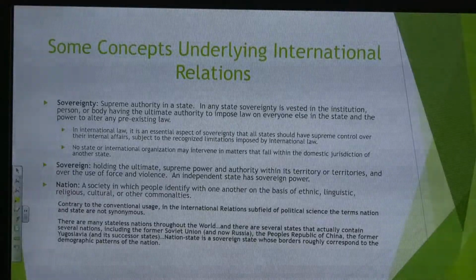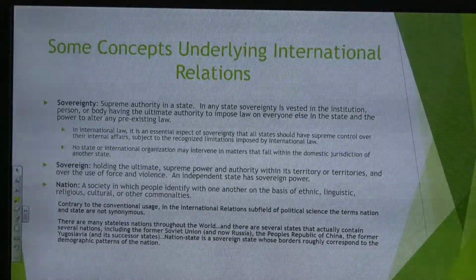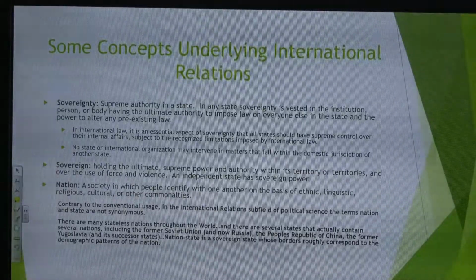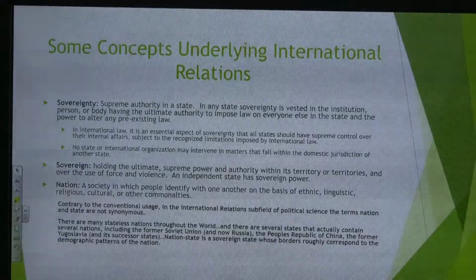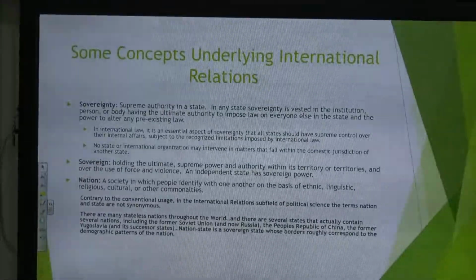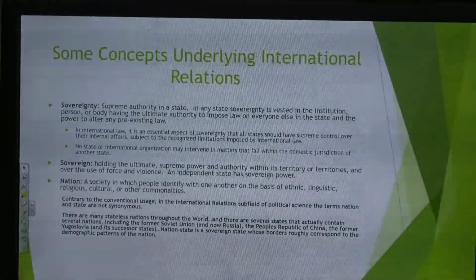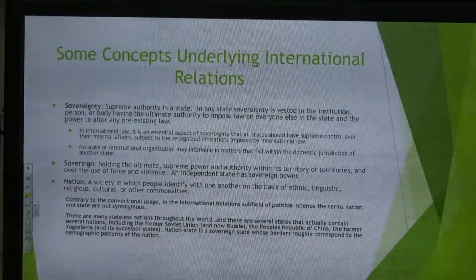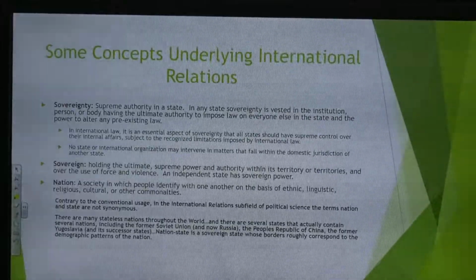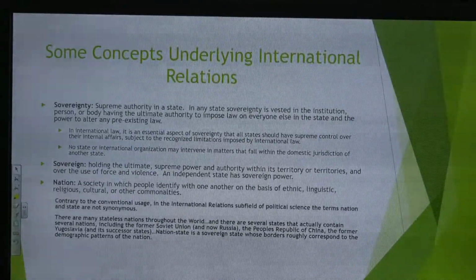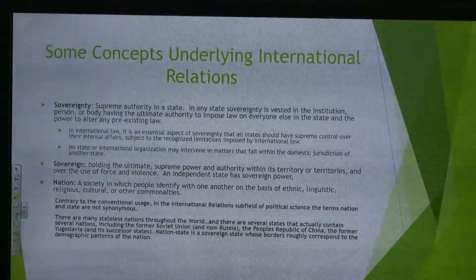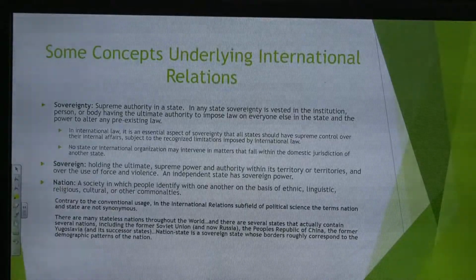There are many stateless nations throughout the world, and there are several states that actually contain several nations, like I was saying, including the former Soviet Union, now Russia, the Republic of China, the former Yugoslavia and its successor states. And we talked about how in Yugoslavia there is an ethnic cleansing, which has relation to annihilating a nation and a cultural ethnic group. A nation state is a sovereign state whose borders roughly correspond to the demographic patterns of the nation.